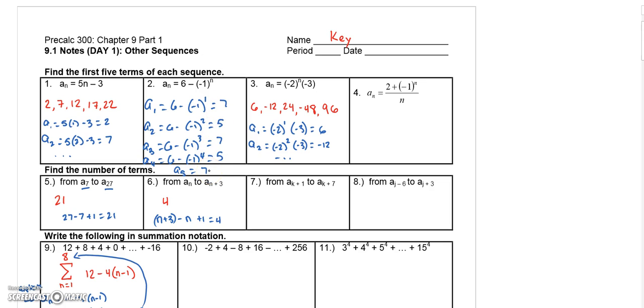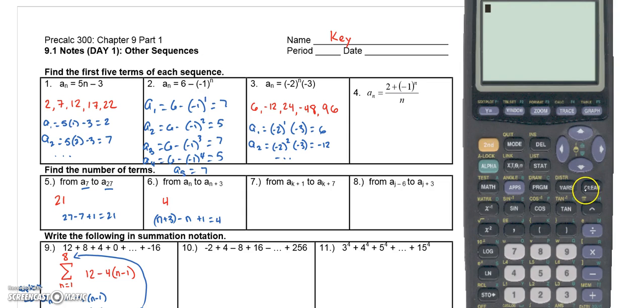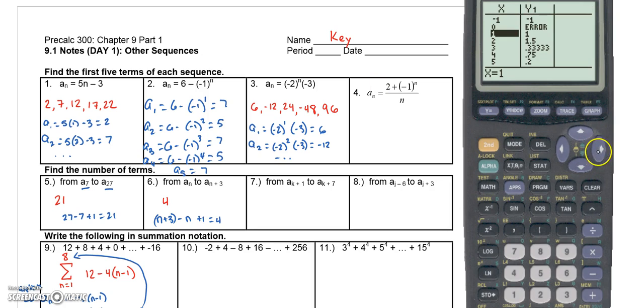Okay, this one's a little trickier just because there's a fraction. I gotta watch out for parentheses, but not too bad. So for A1, actually, if it's a calculator type problem, you can plug in the function. So an equals 2 plus -1 to the x divided by x. You want to find the first 5 terms. This is an alternative way to do it. It's a lot quicker. Go to a table. That's going to give you all your terms here.